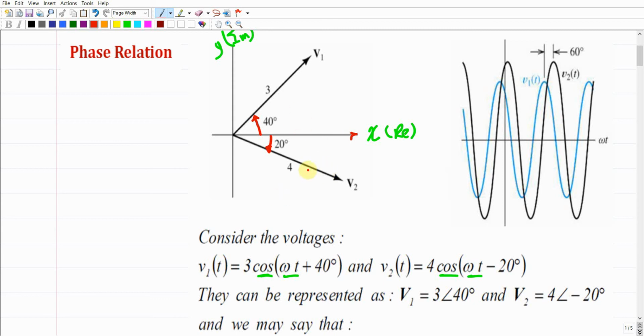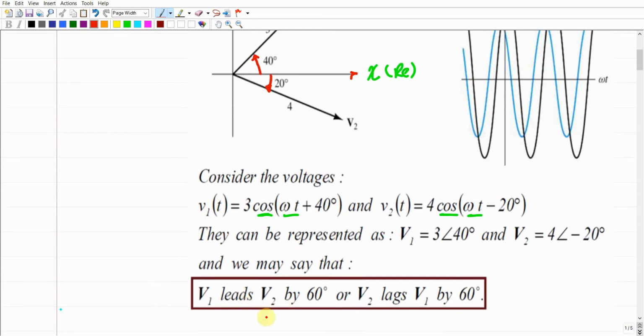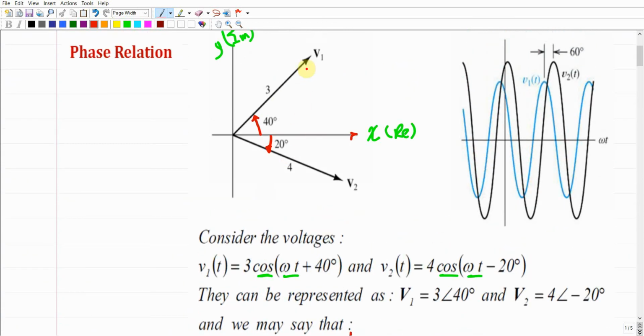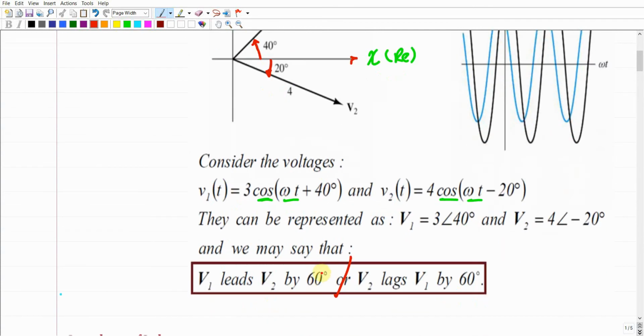So if we decided to do a comparison between V1 and V2 in terms of the phase, we're going to say that these two statements are fine. This is one statement and this is another statement. Both are correct. If we say, for example, for this one, that V1 leads V2 by 60 degrees.